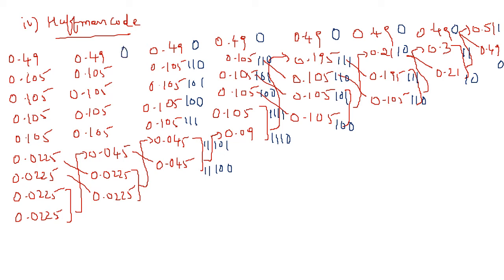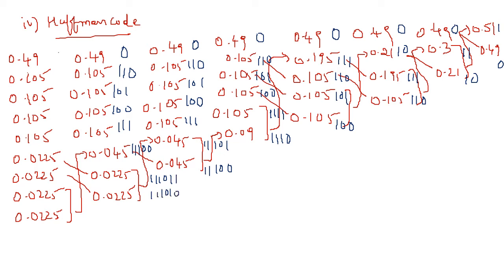Next we'll write 0 110 101 100 111. This 11 100 is put as it is. We have to split this value now. So it will be 11 01 11 11 0 1 0.